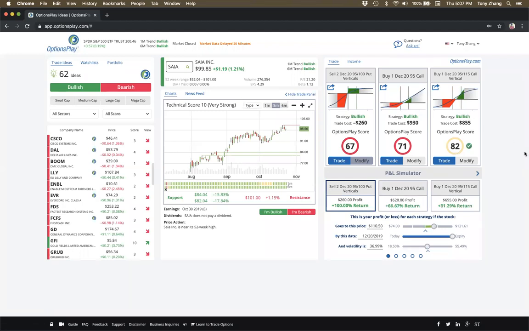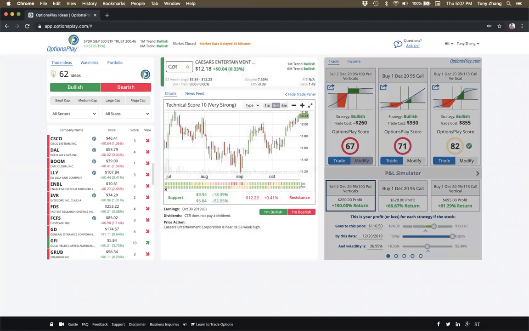It really depends on how bullish you are. I'll take one more example before I open this up for Q&A. I really appreciate you guys taking the time out to submit some symbols. So Jim is asking CZR.